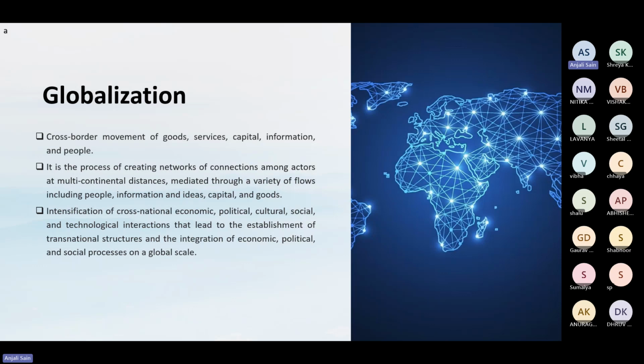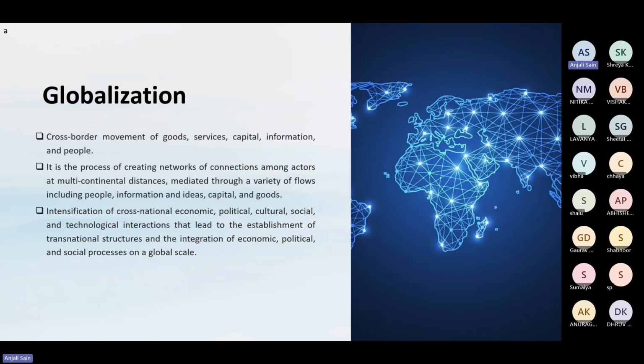A lot of information is exchanged on a real-time basis between countries. Then how do people cross borders? Lots of people are going to foreign countries for studying and for establishing their businesses. This means the cross-border movement of people.